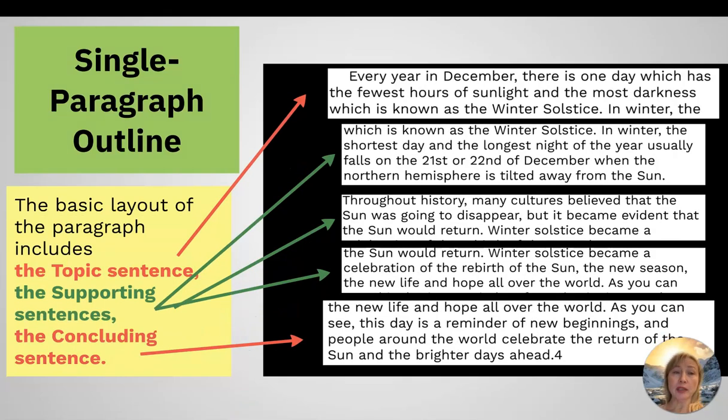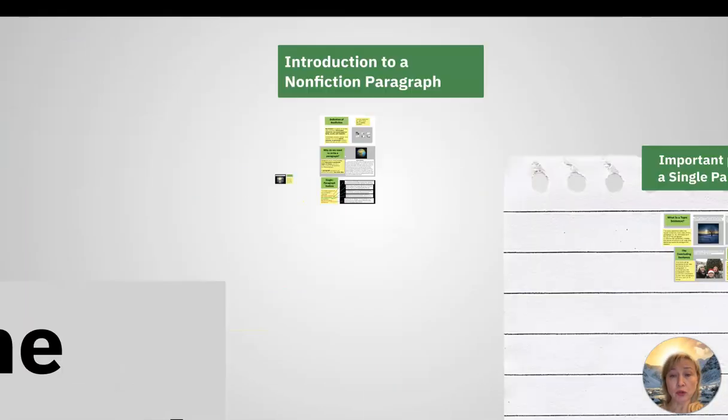So this is the single paragraph outline. The basic layout of the paragraph includes the topic sentence, the supporting sentences, and here, as you could see, I have 3 of them. Please remember that none of them is more important than the other 2. All of them express the most important details of the text that you have read, and the paragraph always finishes with the concluding sentence. Let's move forward.